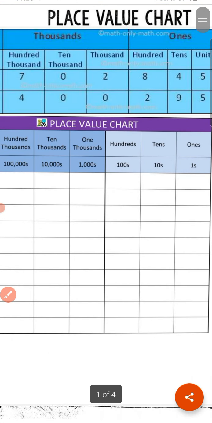Children, today you learned about how to read and write a 6-digit number. First, we have to arrange the number in a place value chart. In a 6-digit number, the number is divided into 2 groups. These groups are also known as periods. Each group is separated by a comma. Ones, tens, hundreds belong to ones period, and thousands, ten thousands, and hundred thousands belong to thousands period. Okay.